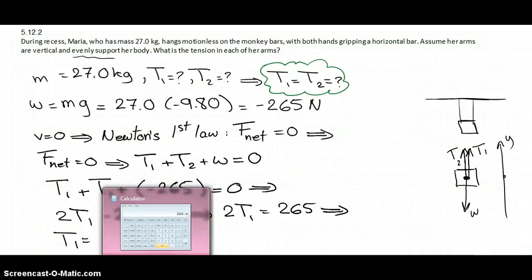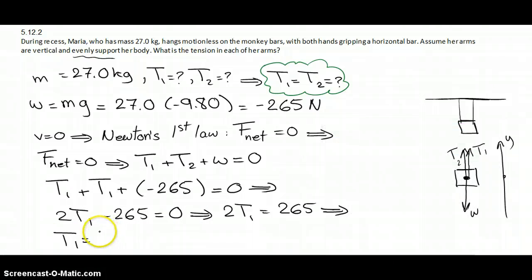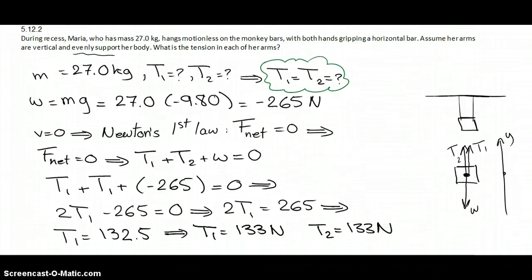From that I can say that T1 is equal to, I will quickly use my calculator, 132.5. Well, I know that I need to use only 3 significant figures. That's why my answer is 133 newtons. And that is the same for T2 also. So, I take a look. Both of these forces are positive, makes sense because they're pointing upwards. I used 3 significant figures, makes sense, and this will be my final answer.